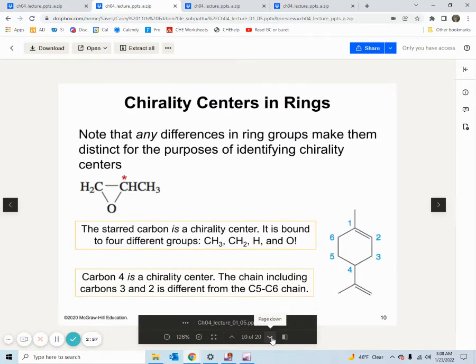Note that any difference in ring groups makes them distinct for the purposes of identifying chirality centers. Here, the starred carbon is a chirality center down to 4 different groups, CH3, CH2, H, and O. In the next drawing, carbon 4 is a chirality center. The chain including carbons 3 and 2 is different from the C5 to the C6 chain.